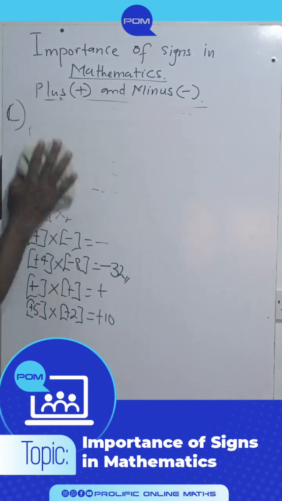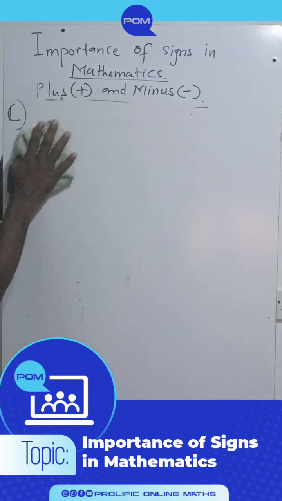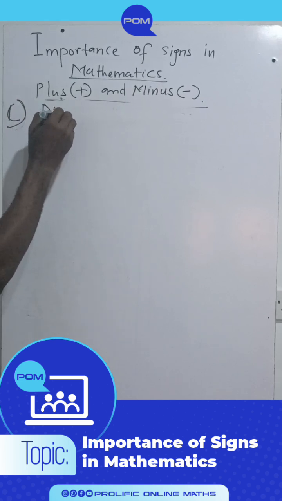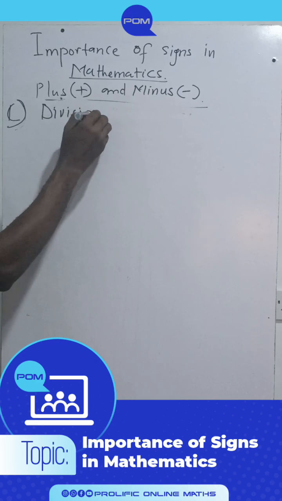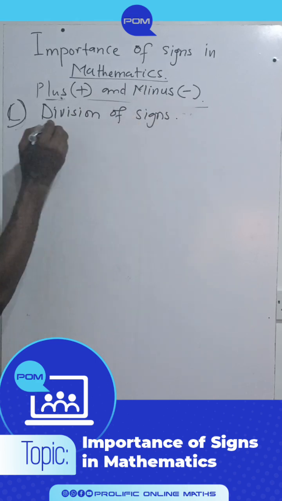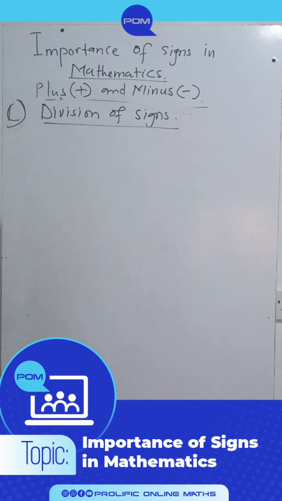The fourth aspect, which is the division of sign. Division of sign. Now let's go.